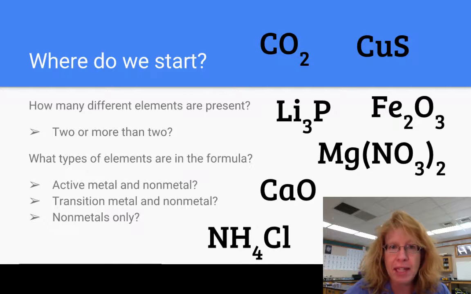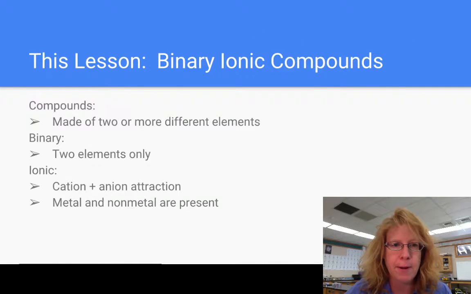And then the second one is, what kinds of elements are present? Do we have active metals in a nonmetal? Do we have transition metals in a nonmetal? Do we have just nonmetals, or do we have some scary looking thing on there? I'll give you a second to look these formulas over. There's a whole bunch of them to start thinking about: is this a metal or a nonmetal, active metal, nonmetal? Remember, I'm defining active metals as alkali metals, alkaline earth metals, and aluminum. So let's take a look at what we've got here.